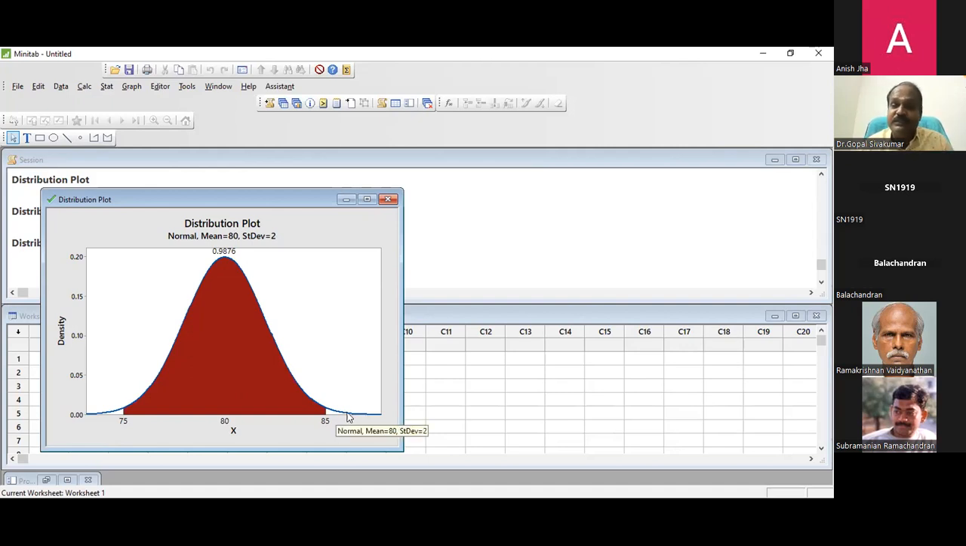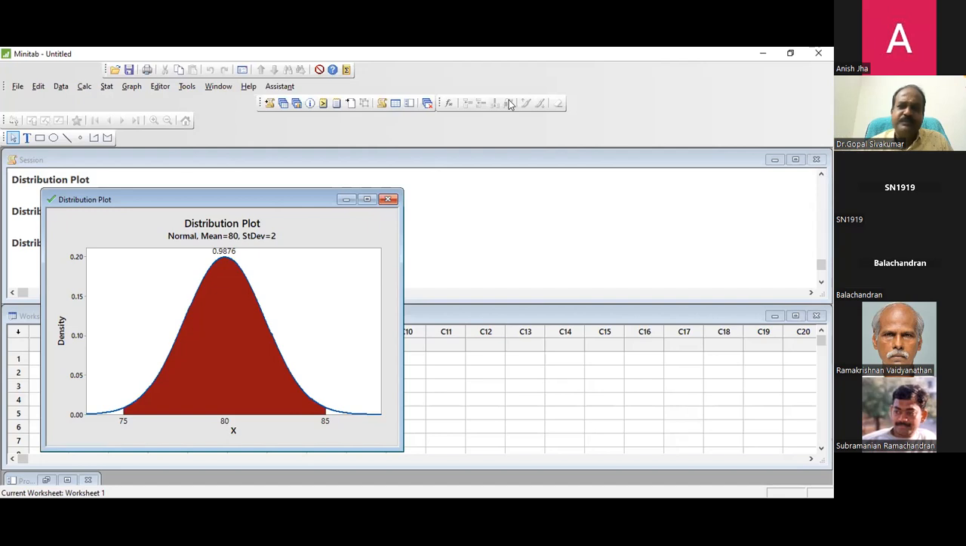How are we coming out with this probability? Because we know the history. The average is how much? 80. Standard deviation is 2. If this is your history, this much chance is there for a student to score between 75 and 85. Hope it is clear to all of you. Am I right? Yes, sir.